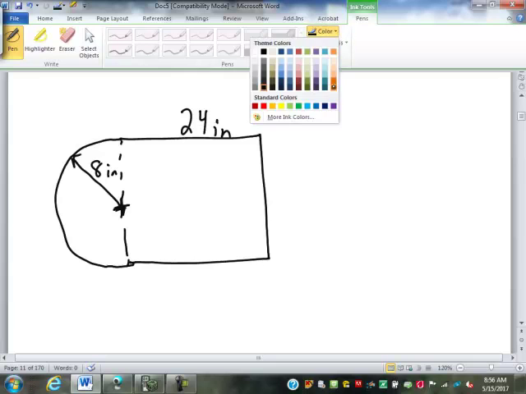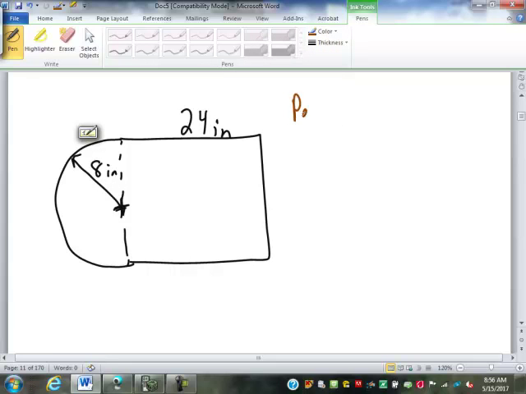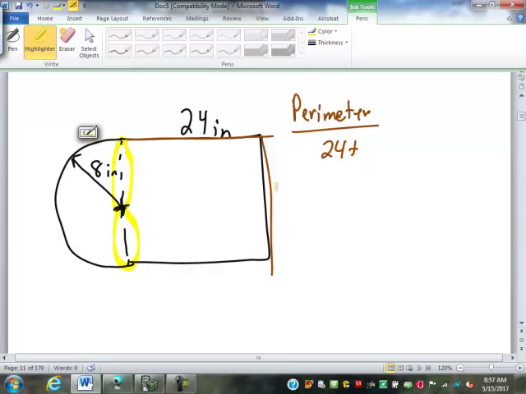So again, we're going to find perimeter and area. Let's talk about perimeter first. For perimeter, I've got 24 here, plus what's this here? Yeah, this distance here is 8. That would be 8, so that has to be 16. So plus 16 plus, what's this one?